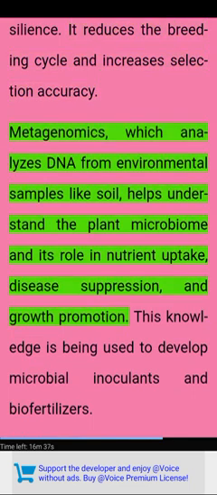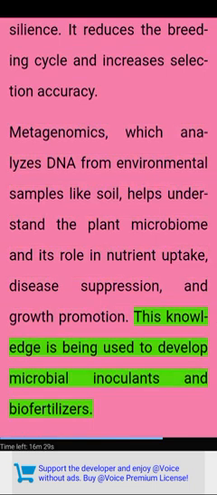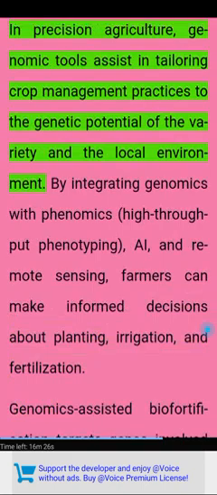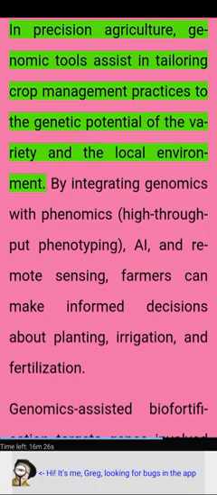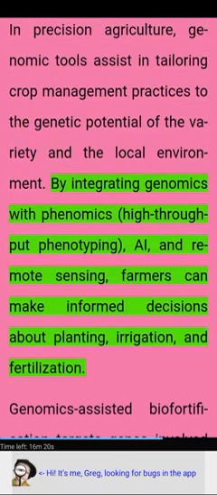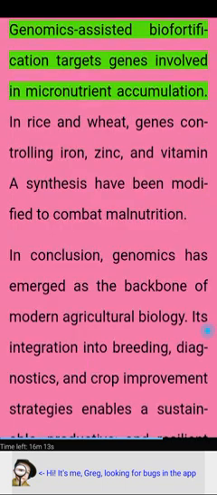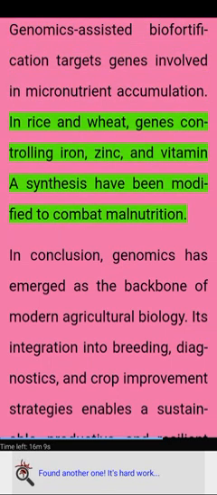Metagenomics, which analyzes DNA from environmental samples like soil, helps understand the plant microbiome and its role in nutrient uptake, disease suppression, and growth promotion. This knowledge is being used to develop microbial inoculants and biofertilizers. In precision agriculture, genomic tools assist in tailoring crop management practices to the genetic potential of the variety in the local environment. By integrating genomics with phenomics, high-throughput phenotyping (AI), and remote sensing, farmers can make informed decisions about planting, irrigation, and fertilization. Genomics-assisted biofortification targets genes involved in micronutrient accumulation. In rice and wheat, genes controlling iron, zinc, and vitamin A synthesis have been modified to combat malnutrition.